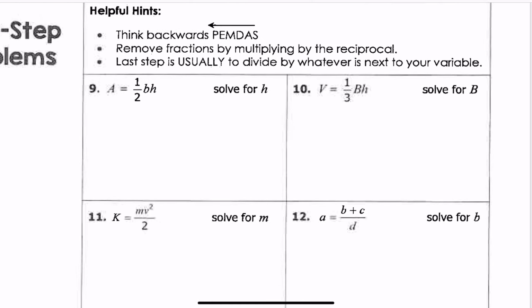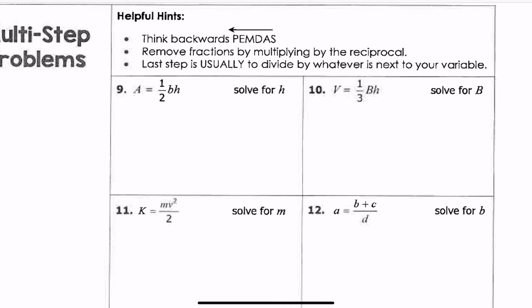They give you some tips. Think backwards, PEMDAS. That means you're undoing addition and subtraction first, then you're going to undo multiplication and division. And then you're going to undo exponents. That's kind of a new thing for us, to undo exponents, but we'll probably have more examples for that in this. So remove fractions by multiplying by the reciprocal.